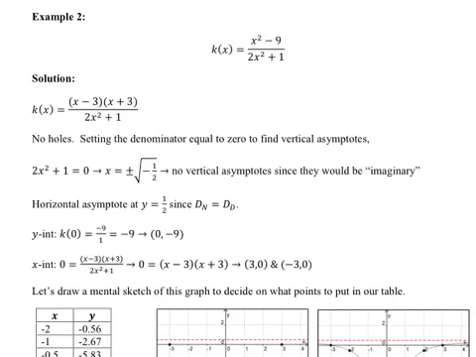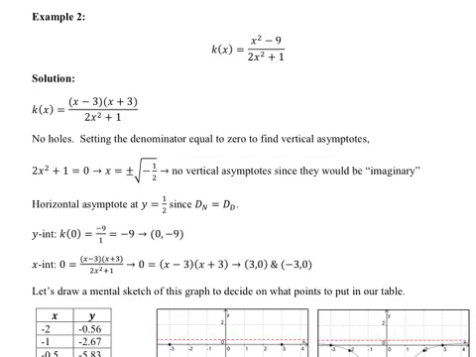So for this example, we're going to see the numerator factors into x minus 3 and x plus 3, and the denominator doesn't factor. So right away we see there are no holes because nothing cancels. But setting the denominator equal to 0, we're going to see that this becomes a negative number. So we're going to have a negative under a radical, which means the vertical asymptotes would be imaginary, so there are none. The horizontal asymptote, we can see right away, since the degrees are equal, is just the ratio of the leading coefficients. So it's 1 over 2, or 1/2.